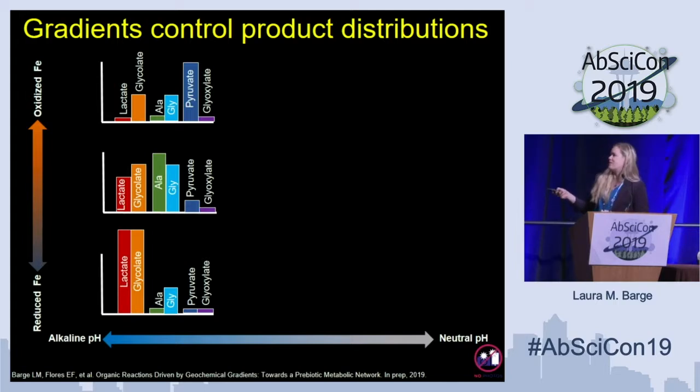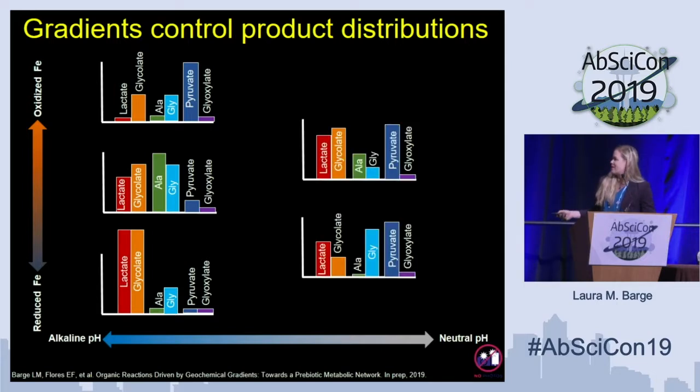So in an intermediate oxidation state of iron, you get more alanine than glycine, and you have a lot of amino acids in general relative to the alpha hydroxy acids. And when you go pretty oxidized, you actually have a lot of pyruvate left, and then some amino acid. If you start going to more neutral pH, you get different effects. So pyruvate is back. You get a glycine-dominated system at the reduced iron, alanine-dominated at the oxidized iron, and then more lactate and glycolate throughout.